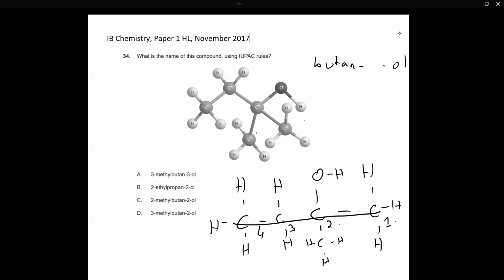It can also be, I don't know, maybe something like this. It could be like that. That's a functional group, right? So that's just a general rule for you to remember.